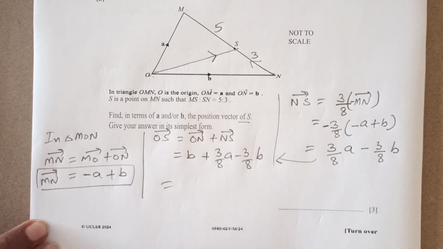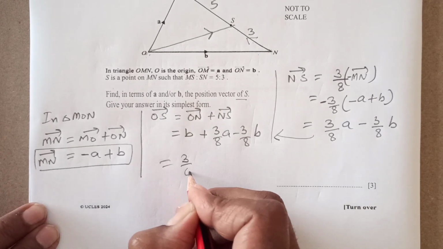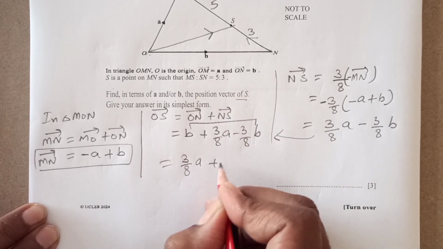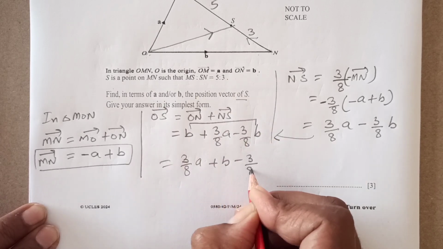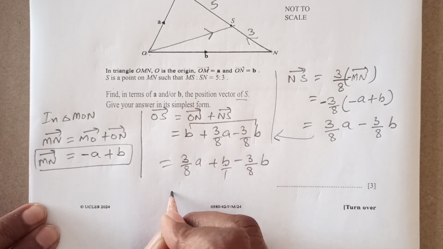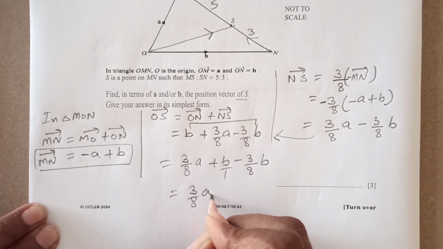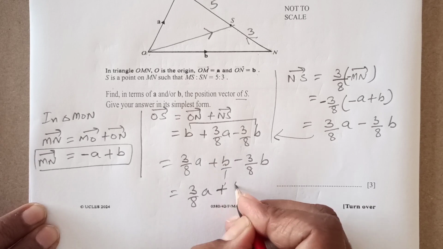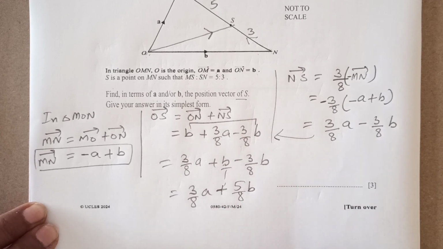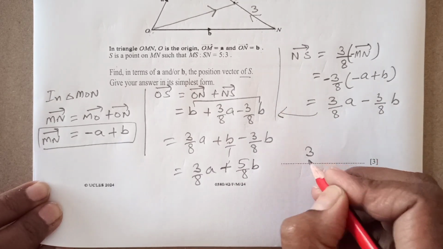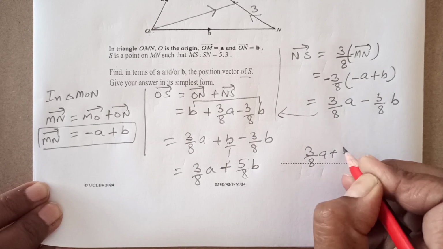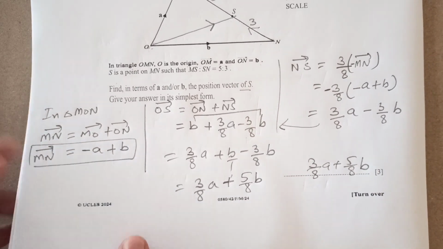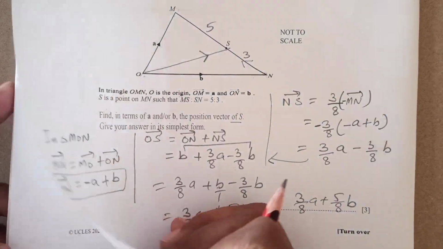Then we just rearrange the values: 3 over 8A, then this and this, 8B minus 3 over 8B, right? So this is going to be 3 over 8A, and 8 minus 3 is 5, so 5 over 8B, which is the final answer. 3 over 8A plus 5 over 8B. Okay, I hope you got it.